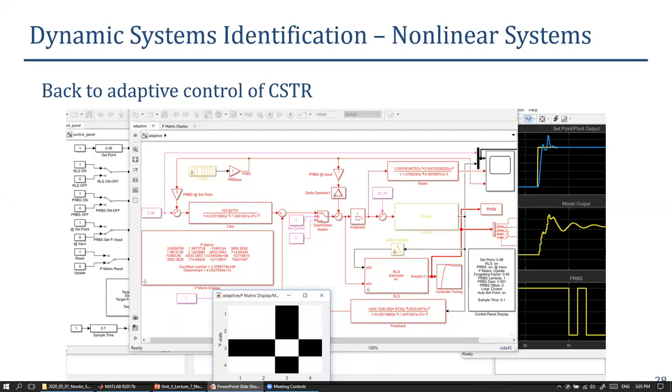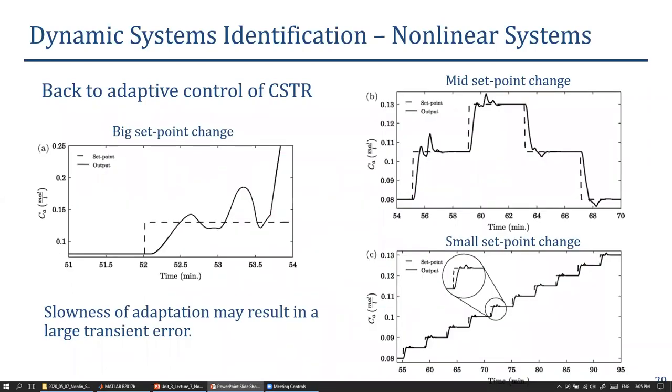using adaptive control. What we have seen was that for small set point changes, assuming that adaptation is turned on all the time, the adaptive control works relatively well, whereas for bigger set point changes, it takes quite a bit of time for the controller to bring the system to a steady state due to constant adaptation. So slowness of adaptation might result in large transient errors. This is what we saw yesterday. And here is an example of a very big set point change where the system actually becomes unstable.